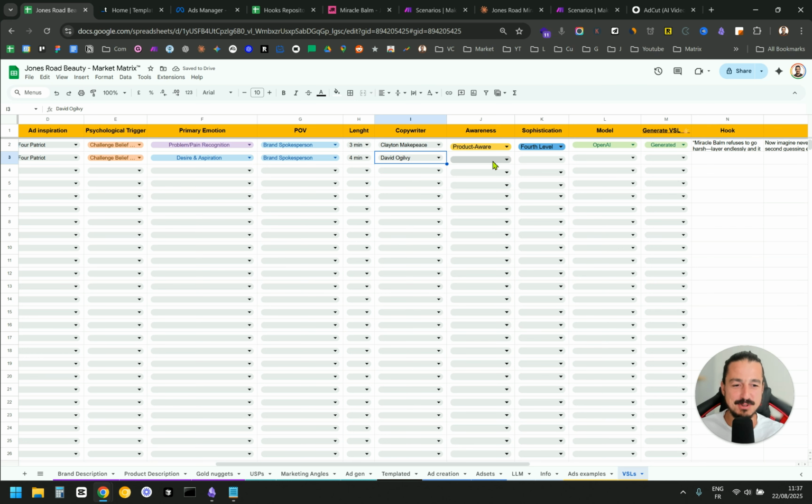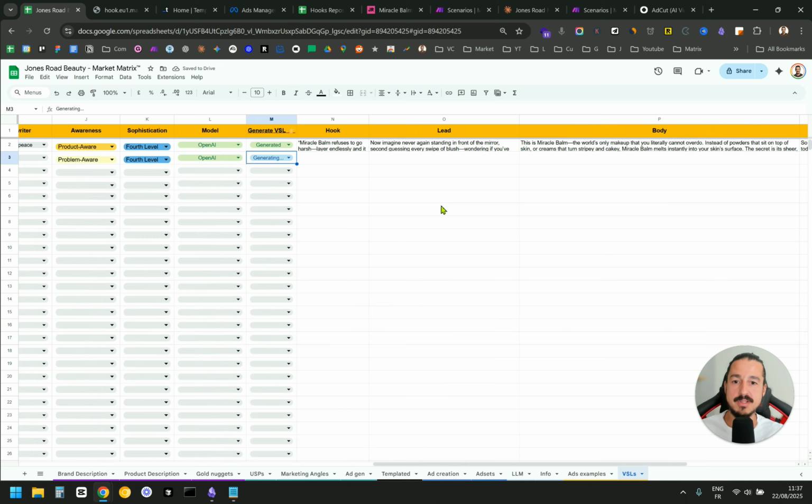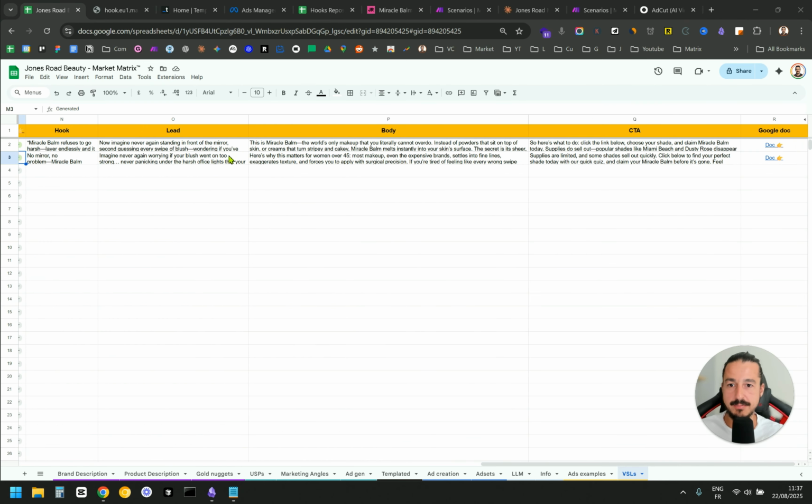Obviously, it's just to give some clue to the AI, and I want to talk to people that are problem aware on a 4th level sophistication market. And I want ChatGPT 5 to create it. So I'm generating it and you will see the result right away. Up, it's generating. Done. It took only a few seconds.